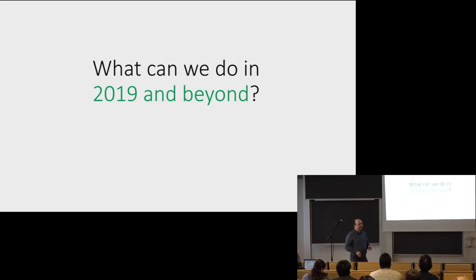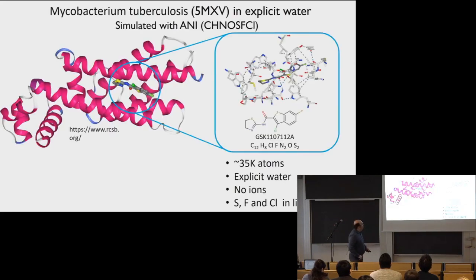So these are methods we've been actively developing, and now I think it's prime time to show that we can really do new science and solve problems. Just to show you a couple of examples of what we can do even now: I can take my neural network potential, trained on small organic molecules, go to the PDB, and take a protein with a ligand.